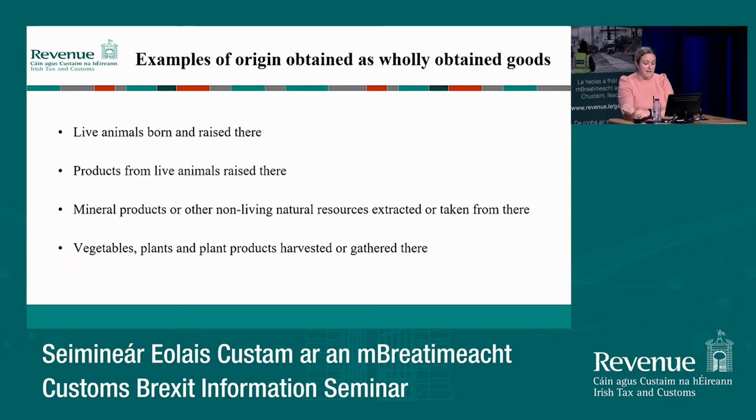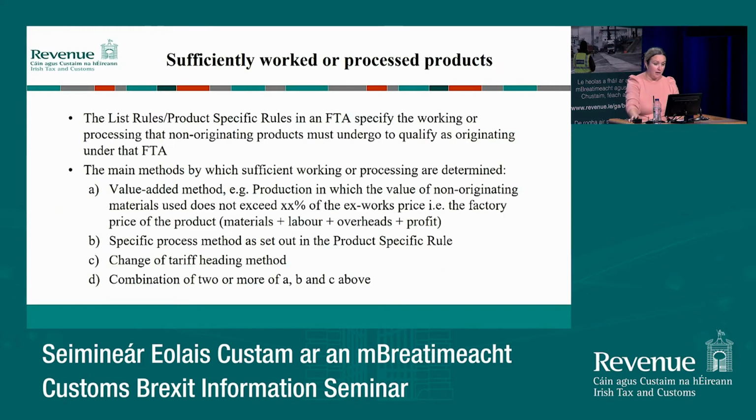So here are some more examples of wholly obtained products. I already mentioned a live animal born and raised in the territory or a product derived from that, but other examples would be mineral products, other non-living natural resources, vegetables, plant and plant products. So basically, things that come from the ground is maybe the easiest way to consider it.